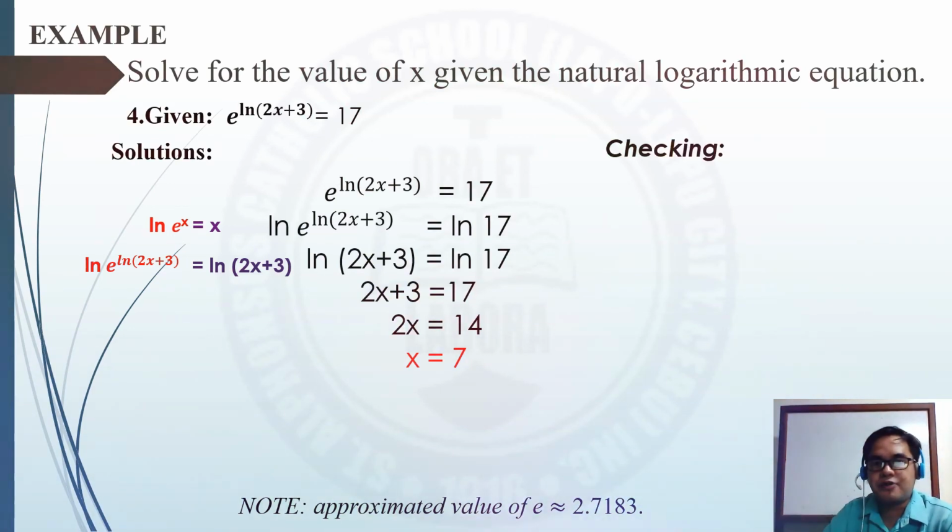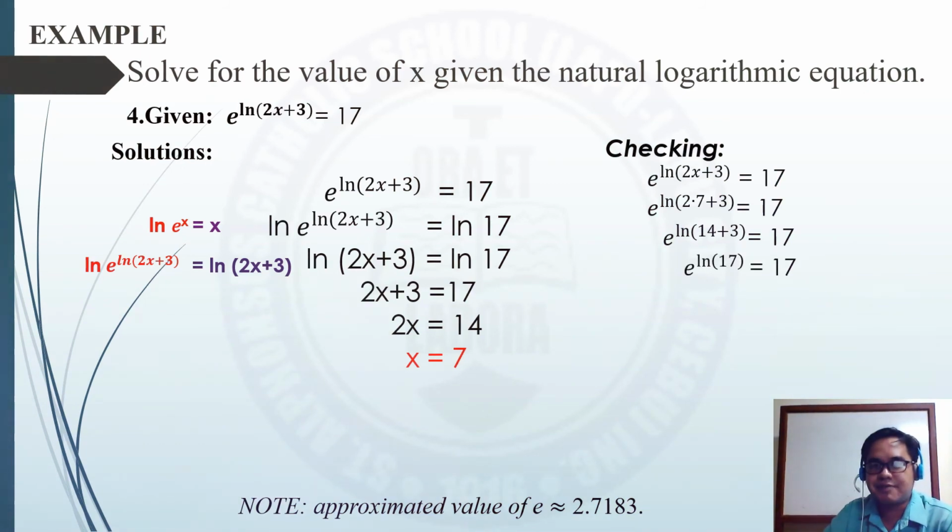Now, in order for us to check our solution, we need to copy the given logarithmic equation, which is e raised to ln of 2x plus 3 equals 17. After that, we are going to substitute the value of x, which is 7. So our equation becomes e raised to ln of 2 times 7 plus 3 equals 17. So simplify first 2 times 7 and the answer would be 14. 14 plus 3, the answer would be 17.